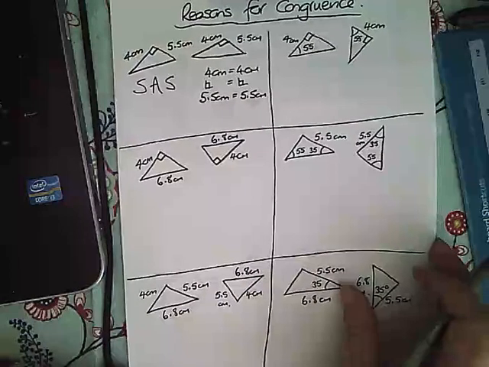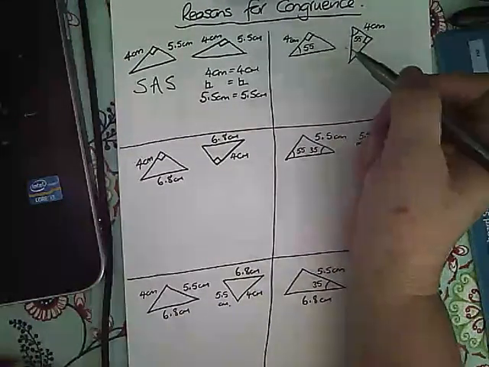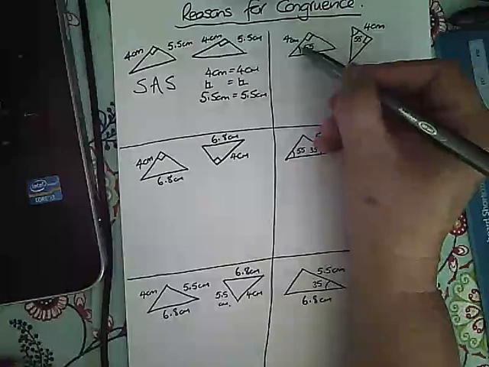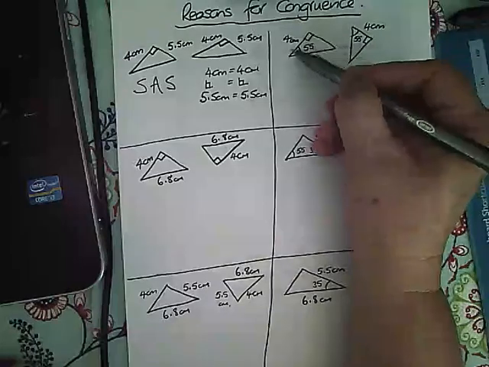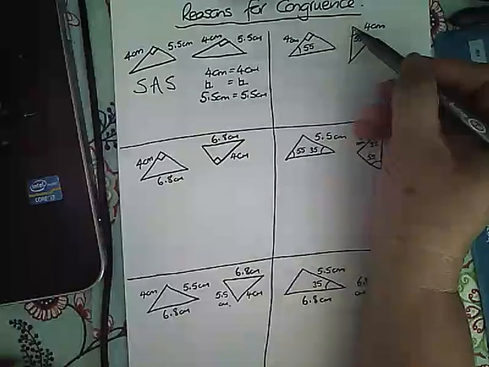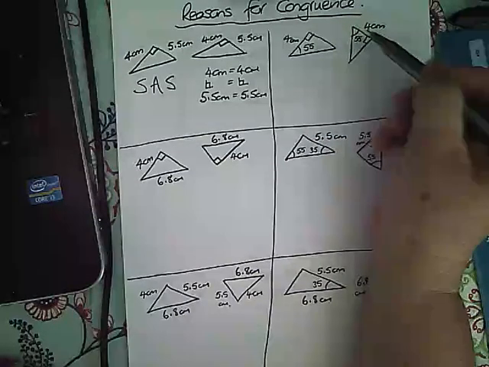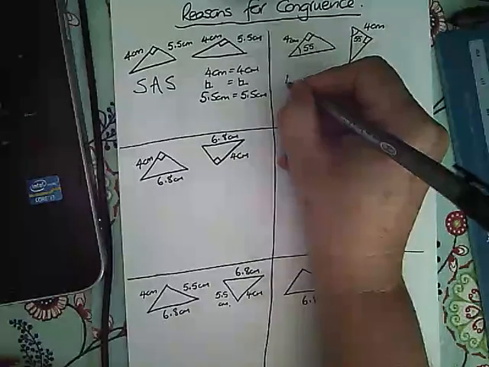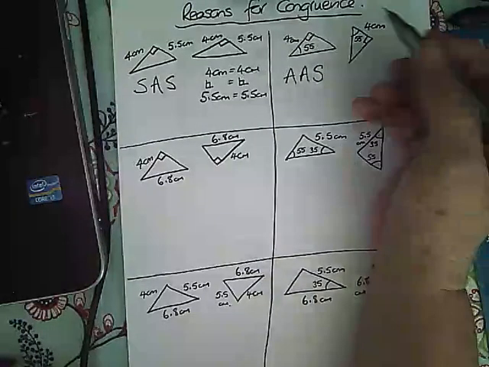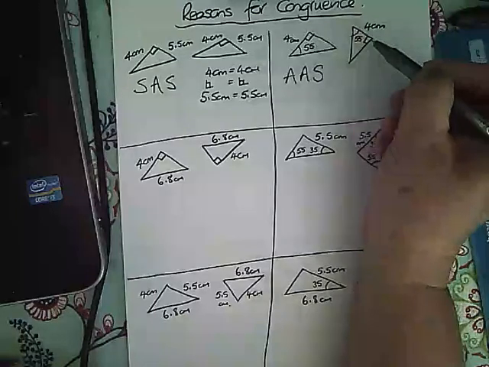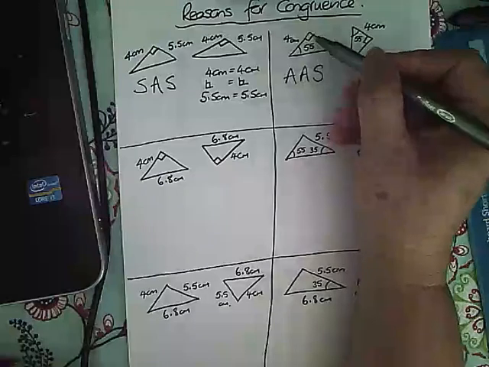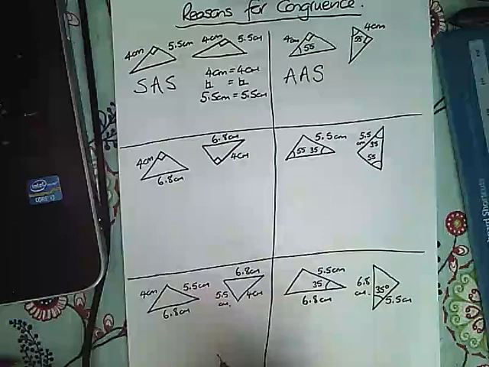This next one across here, we have got a side, we've got a right angle, and we've got another angle. The side lies between these two angles. So we have got here angle, angle, corresponding side. The side is in between the 55 and the right angle, and the angles are the same in each triangle.